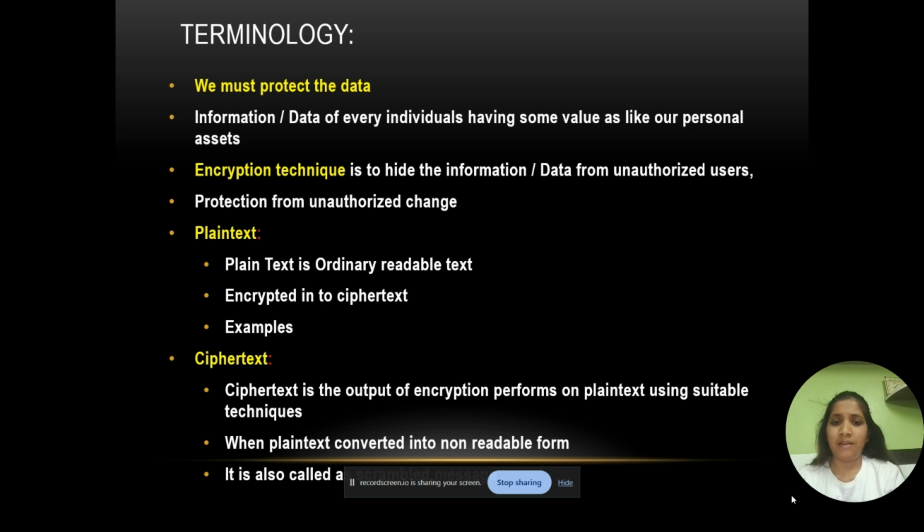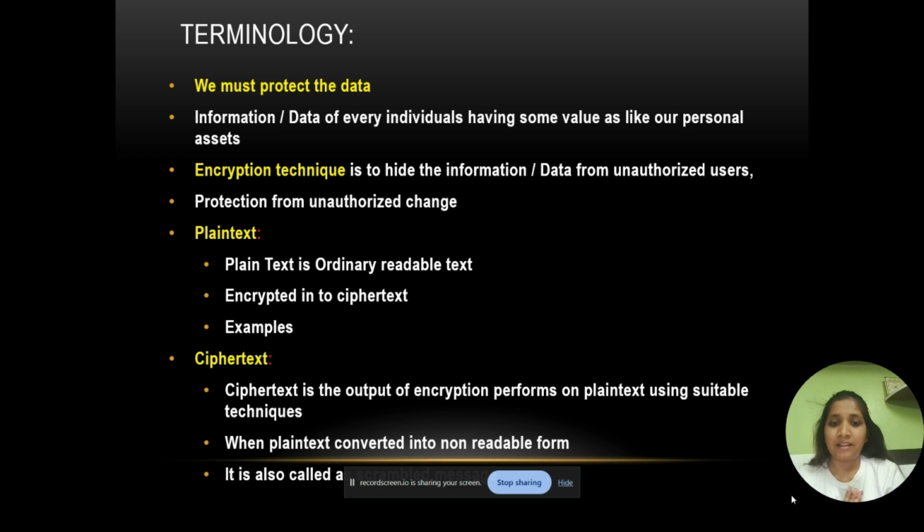For example, think about your online banking details. If they were transmitted as plain text, anyone could read them. Encryption prevents that. So, what is encryption? Encryption is a technique used to hide information from unauthorized users. It ensures that only authorized parties can access and understand it. Encryption also protects information from being changed by attackers. For example, when you send a message on WhatsApp, it is encrypted so that no one except the intended recipient can read it.